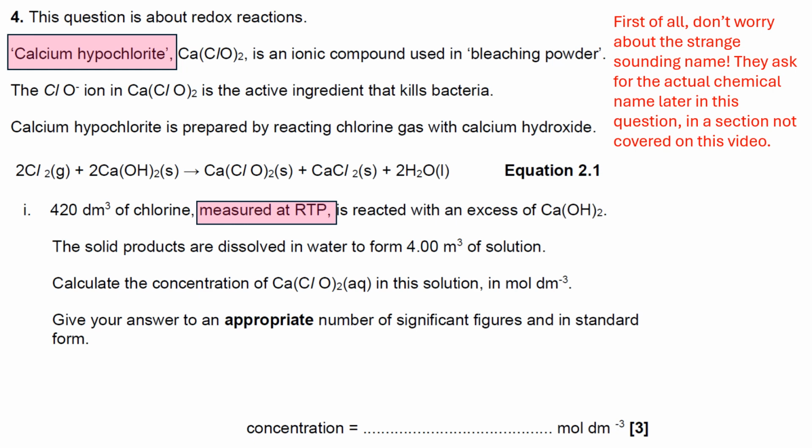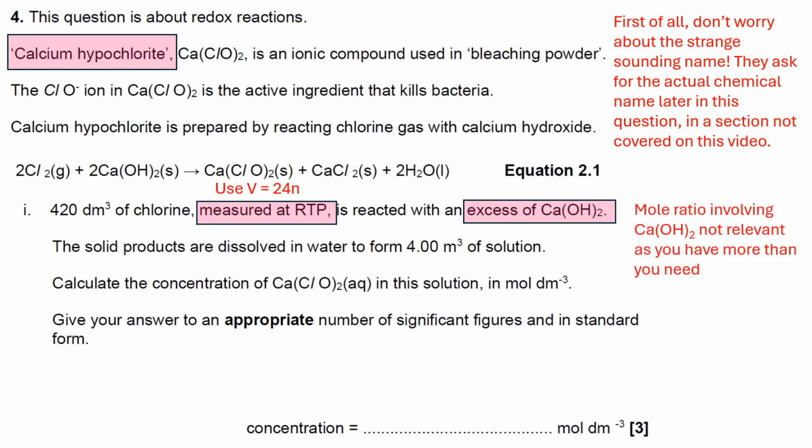So the next thing is it says that 420 decimeters cubed of chlorine is measured at room temperature and pressure, which means V equals 24n, obviously. An excess of calcium hydroxide means that you don't have to worry about the number of moles of calcium hydroxide in the equation because you have more than you need. So this number 2 here, where I'm highlighting it, is not relevant.